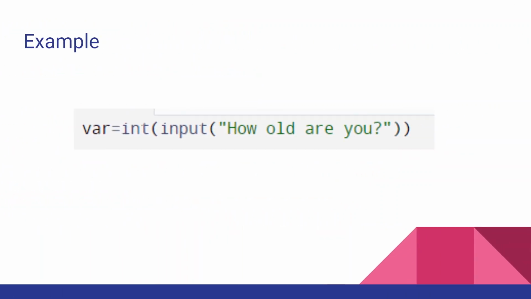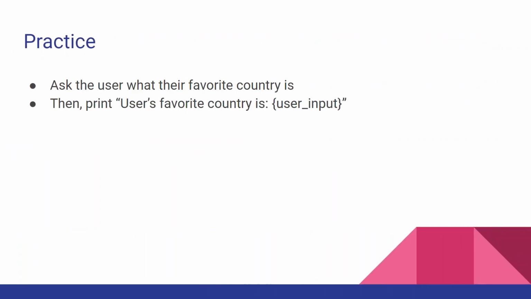Let's take an example. So let's say we want to ask the user how old they are. So on the left-hand side, we have the variable name, then equal sign, and on the right-hand side, we have the value that's being stored inside of var. So when we talk about age, it's always going to be a number, meaning that we need an integer. As you can see, we have int, then parentheses, and inside of the parentheses, we first write input, which is the built-in Python function, and then another set of parentheses inside of which we put the question that the user will see.